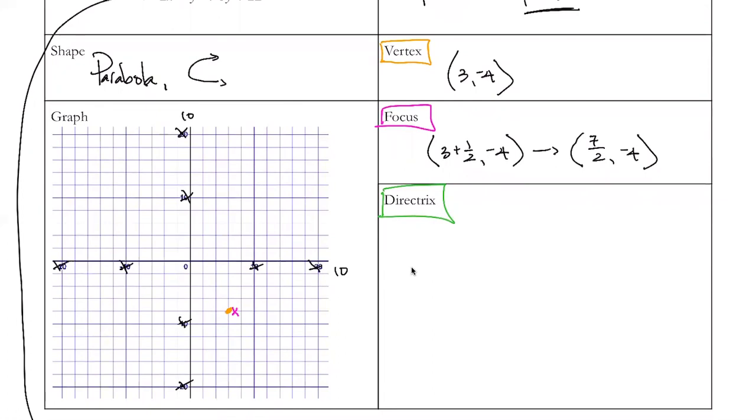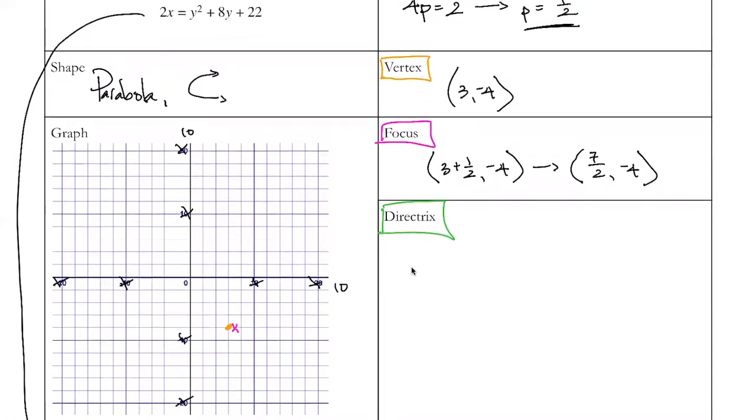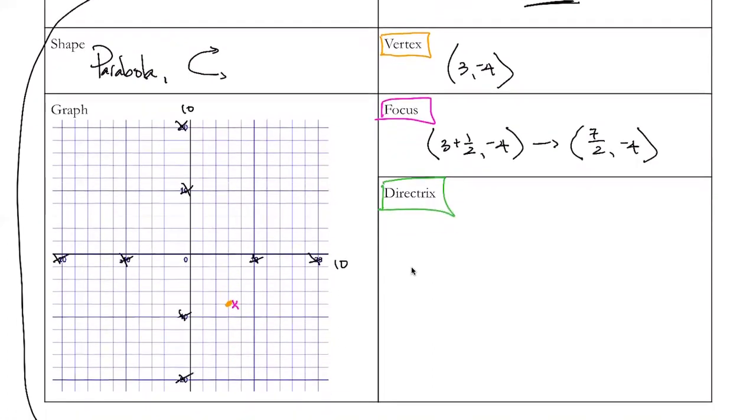Minus it from your x value. Is it going to be x equals or y equals? It's going to be x equals because we're going to have a vertical line, and vertical lines, every point on that line has the same x value as every other point, okay? So 3 minus 1 half, which will give us x equals 5 halves as our directrix.